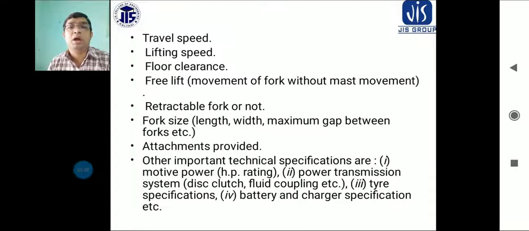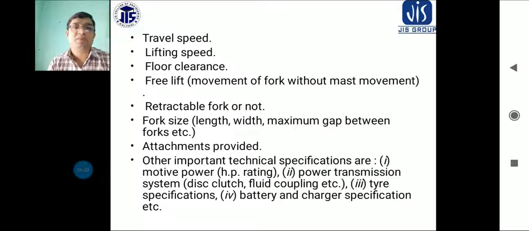This will depend on your fork size. And this fork size will be considered according to the specification of the fork size, that is the length, width, maximum gap between forks, etc. This will be which gaps will be considered, that is the maximum or minimum. This will be according to the length with the maximum gap between the forks, etc.